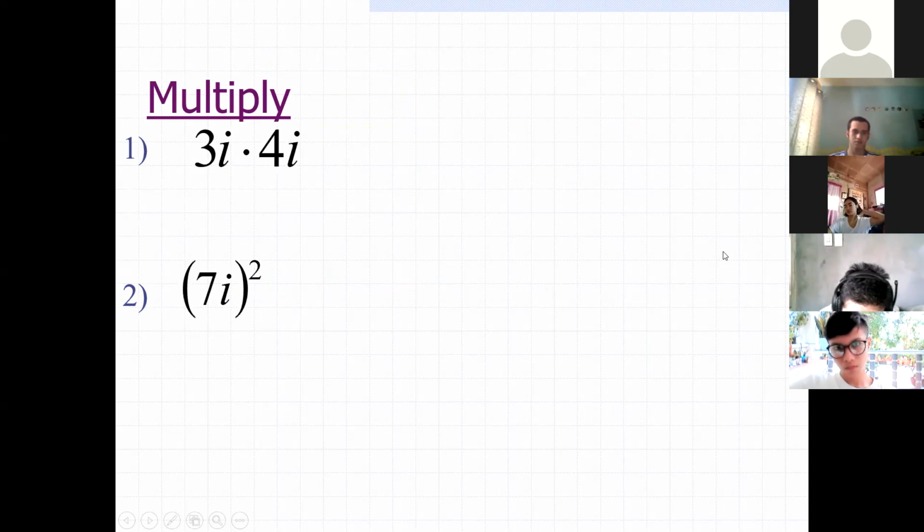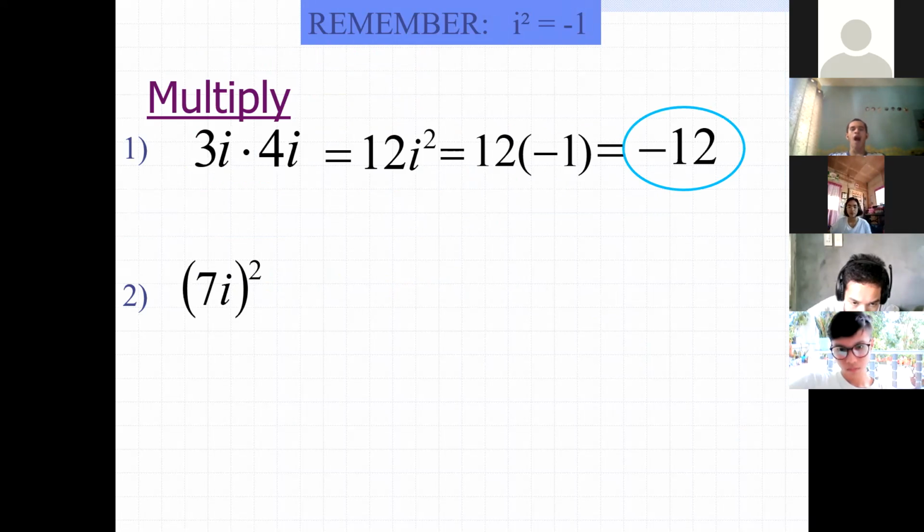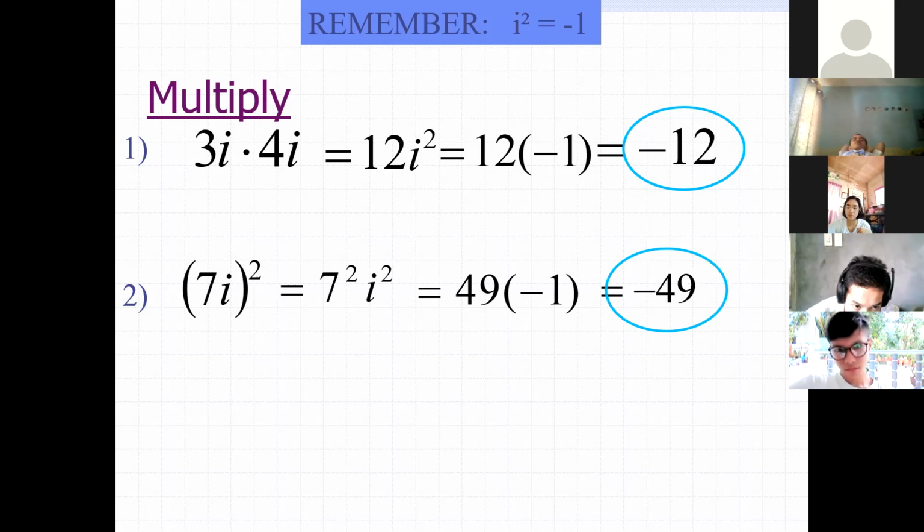Let's start with the most simple one: 3i times 4i. Following the rules of integer exponents, and also multiplying the coefficients normally, 3 times 4 is 12, and i times i is i squared. According to the rule in the powers of i, i squared is negative 1. So 12 times negative 1 is negative 12. Negative 7i to the power of 2 means negative 7 times negative 7 and i times i. So 7 squared is 49, and i squared is negative 1, so we now have negative 49.